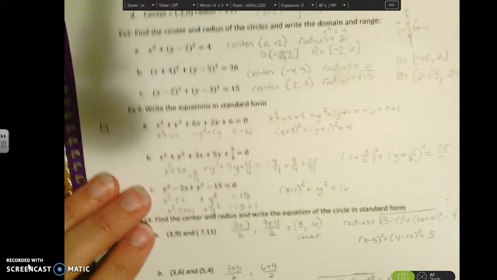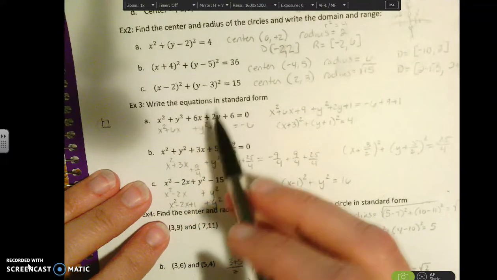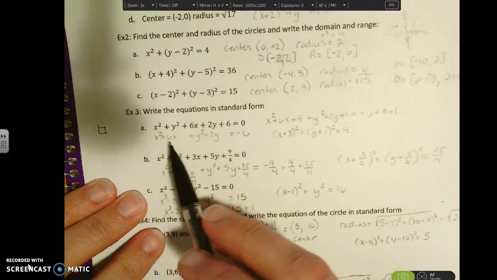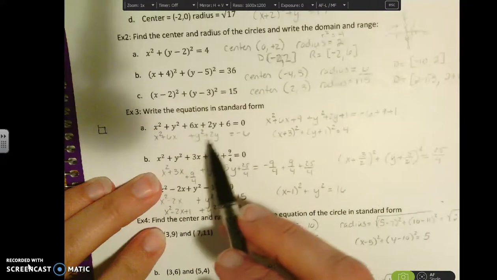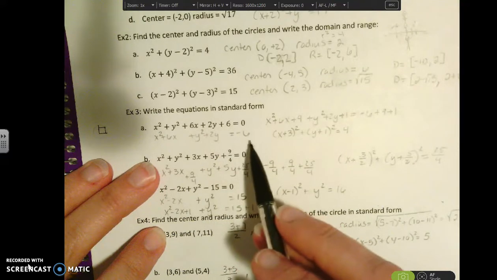So the next examples, we've done quite a few of these, but here's another example. We're going to put this in standard form by completing the square. So we want to take the x's and group them together, and the y's and group them together, and we're going to move that 6 to the opposite side, so it's -6.